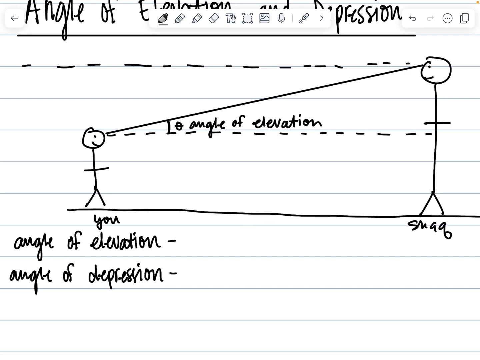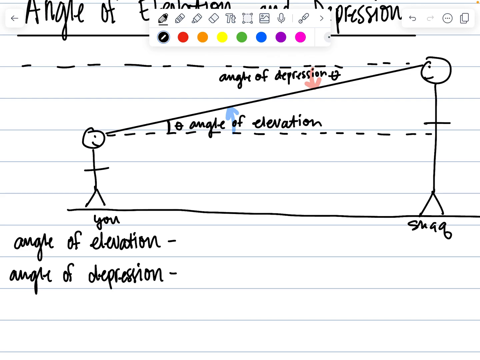Versus Shaq's line of sight, let me keep this blue to illustrate that. Shaq's line of sight strays away from his horizon downwards, and it creates his own angle of depression because he's looking down. Angle of depression.